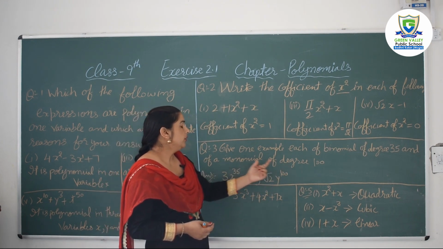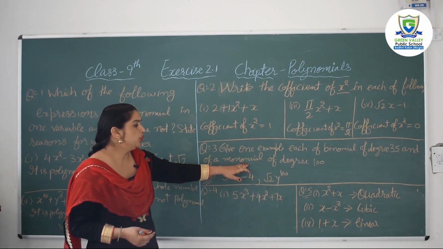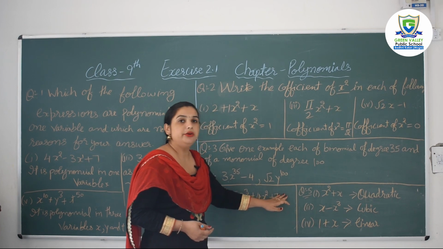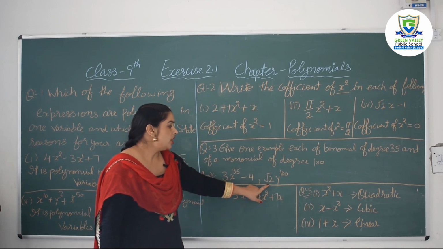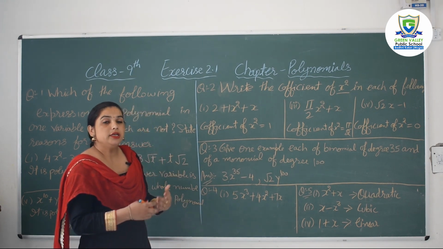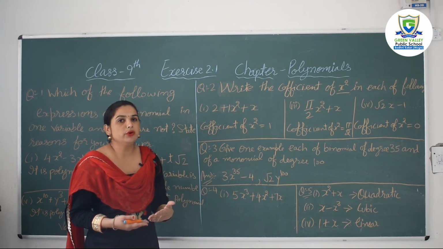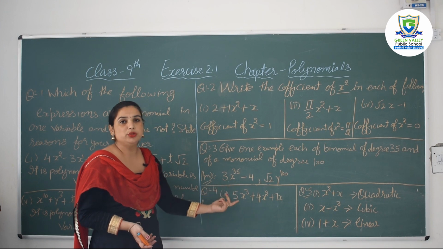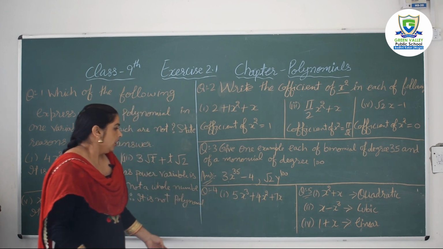After this, student, we have to write any monomial with the degree 100. So I have written under 2y power 100. Here the answer may be different for everyone, so no need to bother for this.